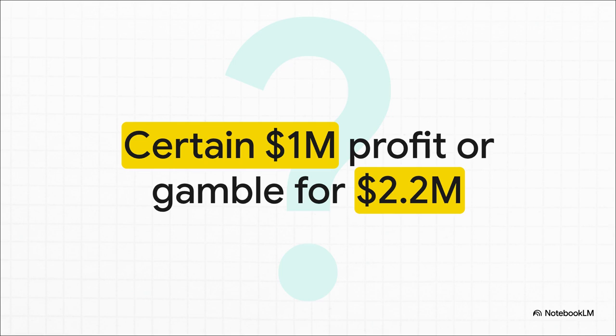Let's consider this first scenario. If you present this choice to most people, they will choose option A, the certain $1 million profit. And they do this even though option B has a higher mathematical expected value of $1.1 million. This clearly demonstrates that we are inherently risk-averse when we have a sure gain on the table.